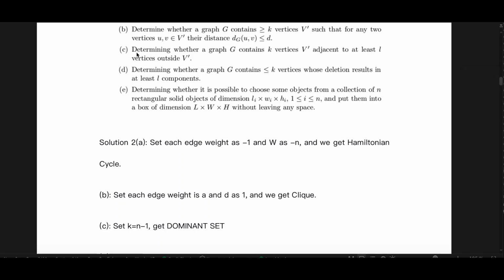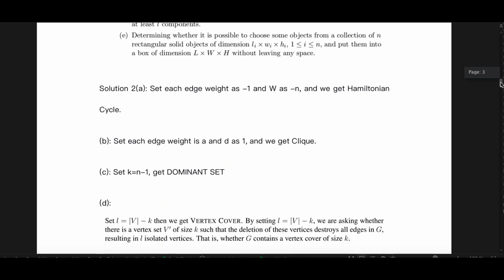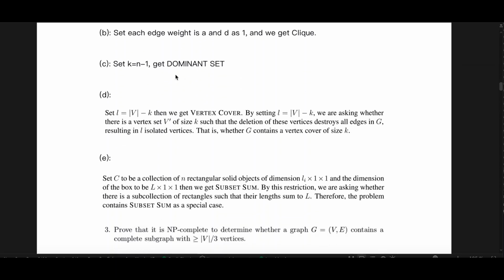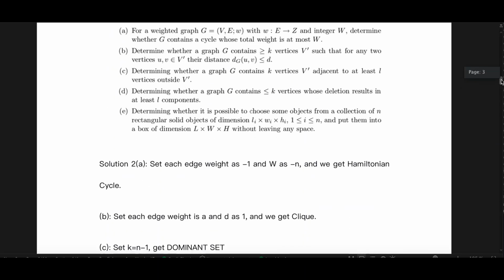The third question is: determine whether a graph G contains K vertices V+ adjacent to at least L vertices outside V+. If we set K equals to n minus 1, we get the dominating set. So we can get the conclusion that it is NP-hard.